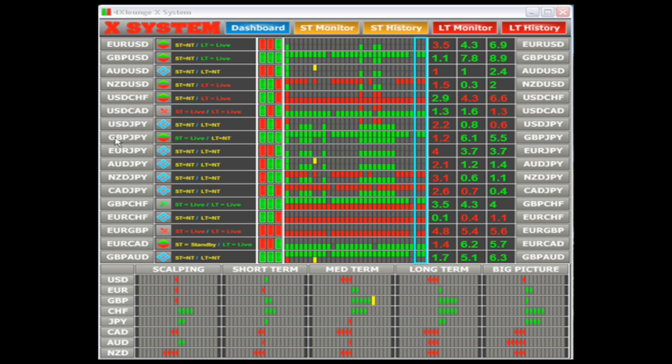Each of the 17 currency pairs has its own dedicated row. So all of this data across here is for the euro dollar. All of this data across here is for the pound dollar. Very easy to use and understand.